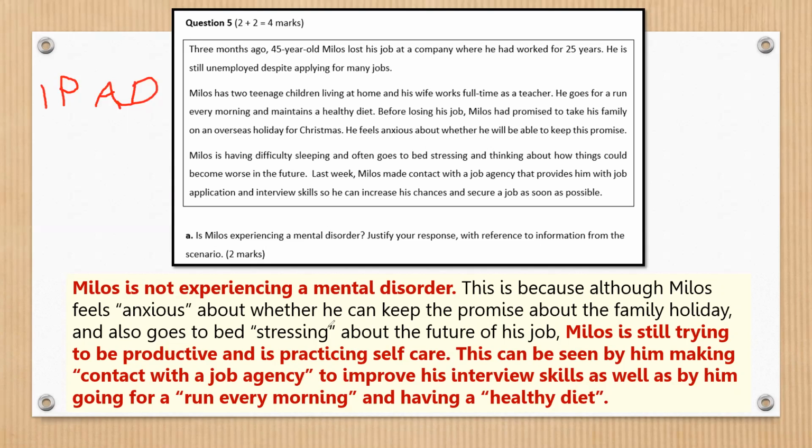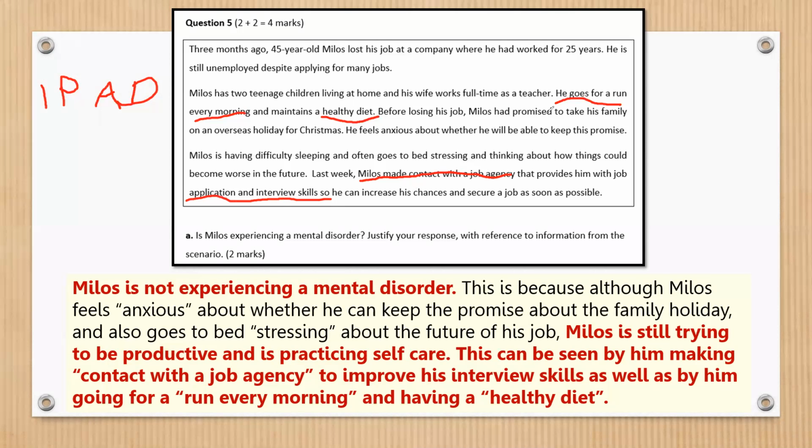He's still practicing self-care. Self-care means he's still going for a run every morning. He's trying to look after his physical fitness. He's still eating a healthy diet, and remember, adequate diet is one of our key factors of mental health that we learned about in chapter 14. He is still making contact with a job agency. He's still trying to get a job. He still has that hope that he will be able to get a job in the future if he just brushes up on his application and interview skills.